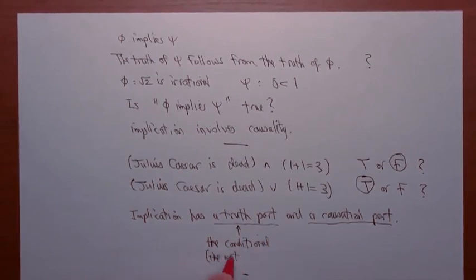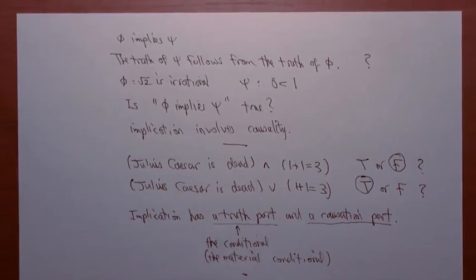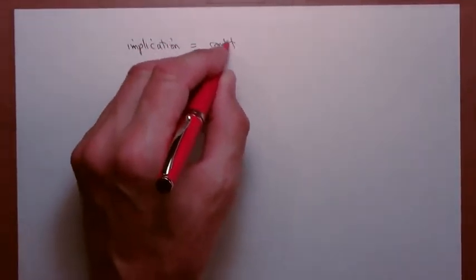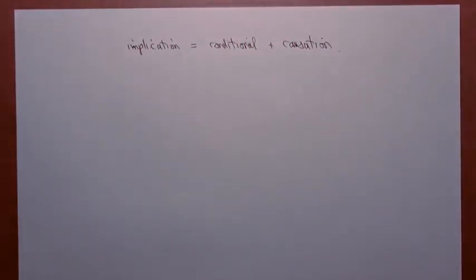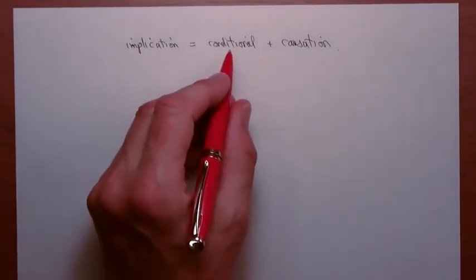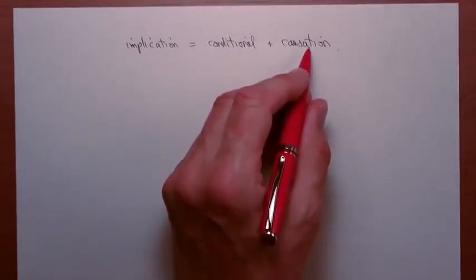Or sometimes the material conditional. That's the part we're going to focus on. So we're going to split implication into two parts, the conditional and causation. The first part, the conditional, we're going to define entirely in terms of truth values, and the second part we're going to leave to the philosophers.